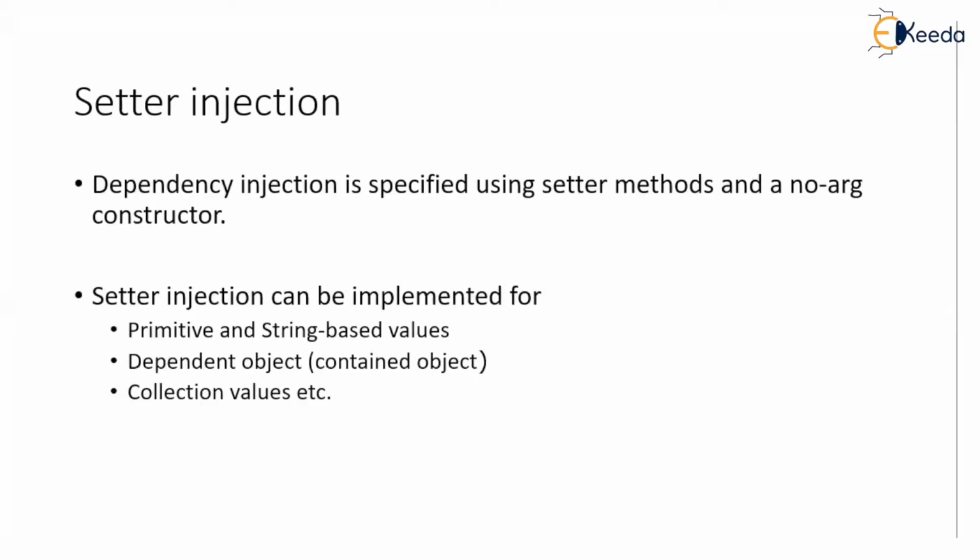First of all, whenever we are talking about setter injection, the dependency injection is specified using the setter method and a no argument constructor. It means the bean or the class which you are going to design must have a no argument constructor and setter methods for your Java class. In other words, when a class has a no argument constructor and setter methods, setter injection will be implemented.